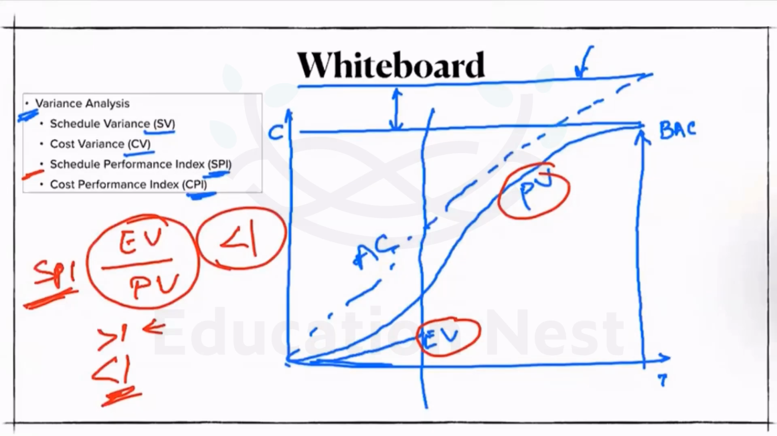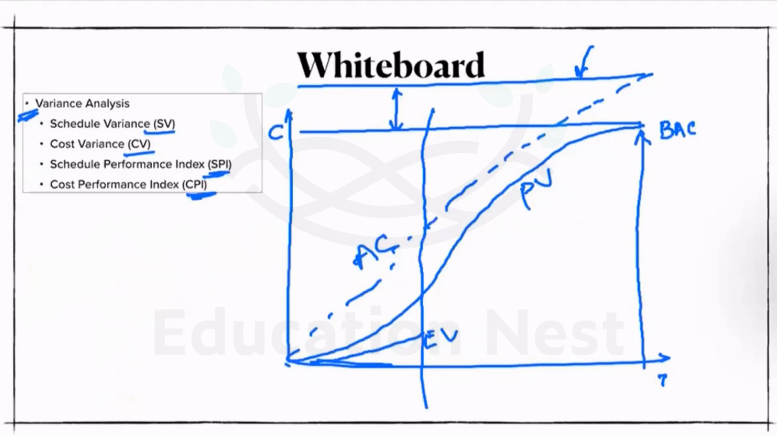Quickly move to the CPI. I'm just clearing so that the S curve is visible. Cost performance index. And what does it mean? It is nothing but EV over actual cost.